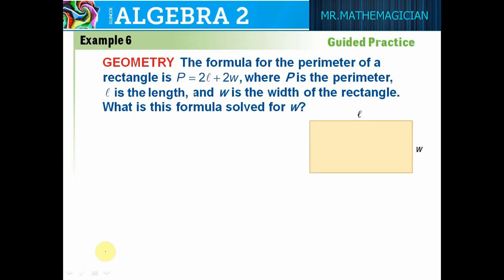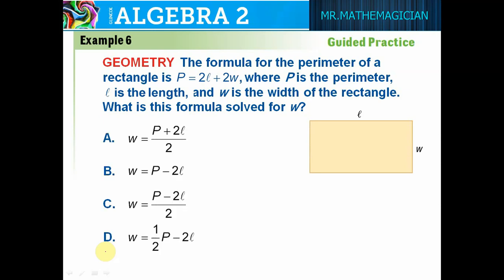Now the formula for the perimeter of a rectangle is P for perimeter equals 2L plus 2W, 2 length plus 2 width, where P is the perimeter and L is the length and W is the width of the rectangle. Given this formula, solve for W. Means we need W equals. Is it A, B, C or D? Pause the video and try to answer.